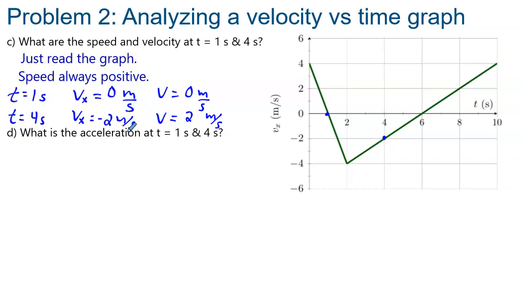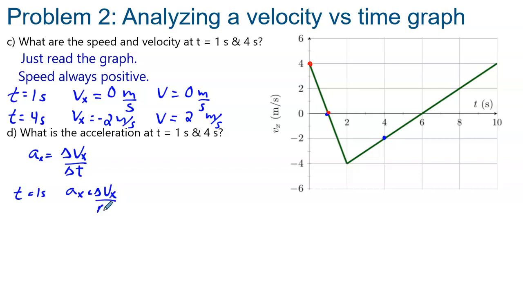Next, part D, what is the acceleration at t equal to 1 second and t equal to 4 seconds? Acceleration, by definition, is just equal to the change in velocity over the change in time. So what we want to do is just make that calculation. At t equal to 1 second, we can pick 2 points. I'll switch color to red. So at 1 second, I can pick this point and this point, let's say. And what I will do is use the actual definition.